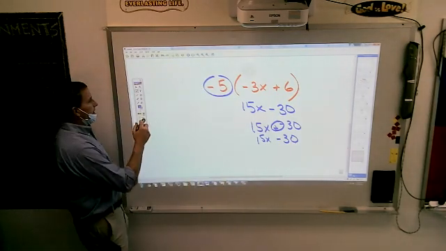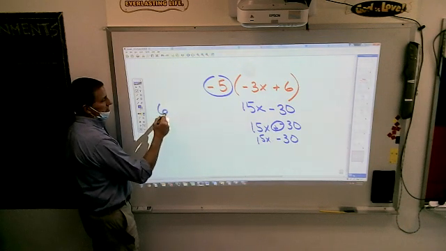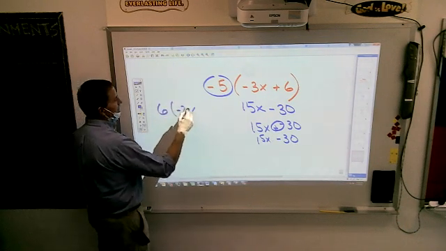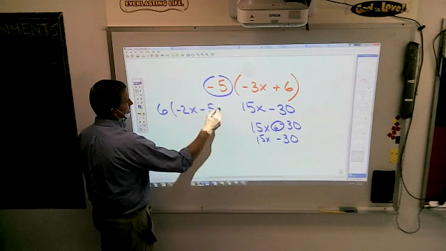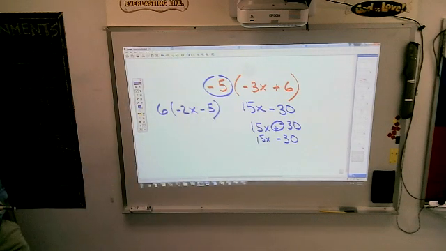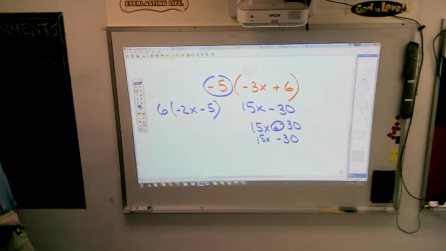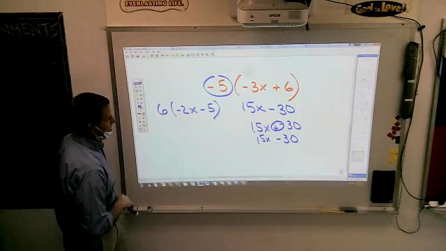Another one, how about 6 times negative 2x minus 5. What would I get if I used the distributive property there? Jax, you with me? Should be writing that down there. Here it is. What would I get if I took a 6 times a negative 2x times a negative 5?